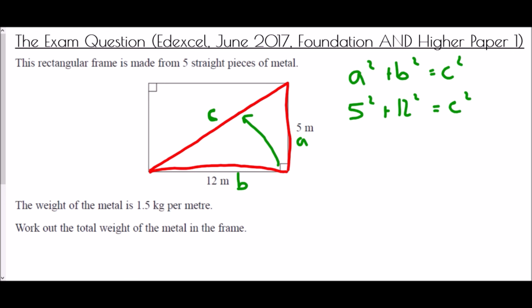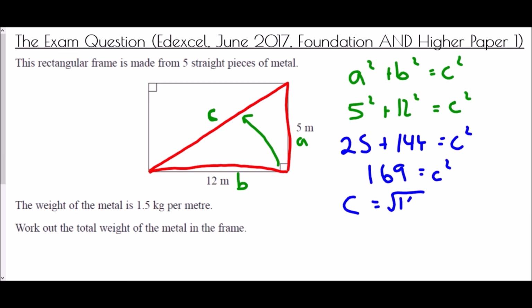And so 5 squared. Well, 5 squared, 5 times 5, 25. And 12 squared, 12 times 12, 144. It equals C squared. And 25 plus 144, well, that is 169. And what we need to recognise here is that C is the square root of 169, and that 169 is a square number. 169 is 13 squared. Therefore, this length is 13 metres.